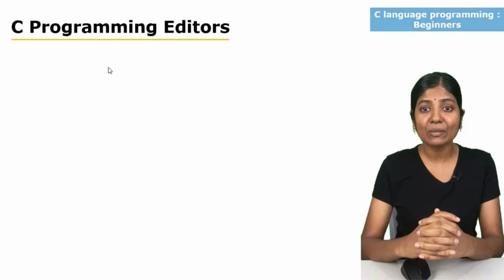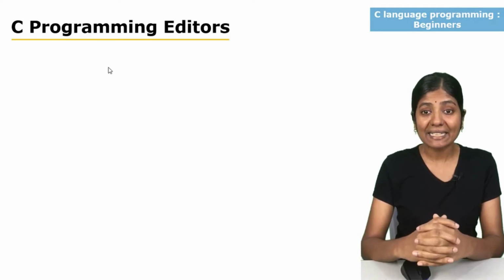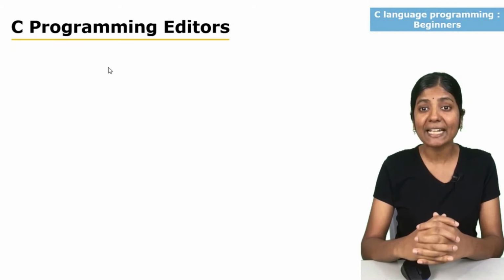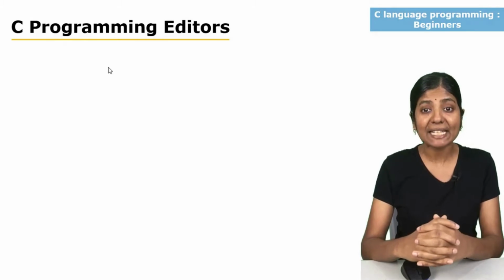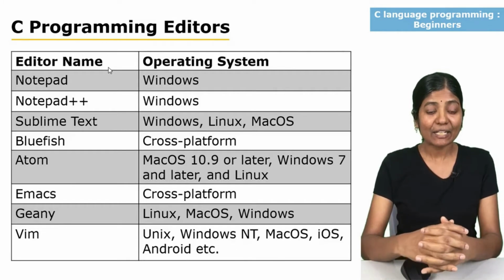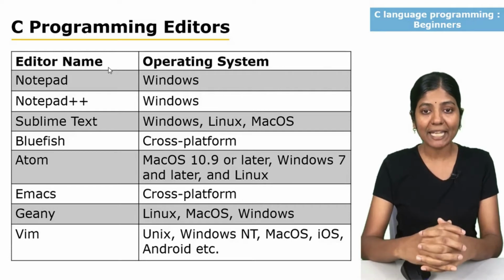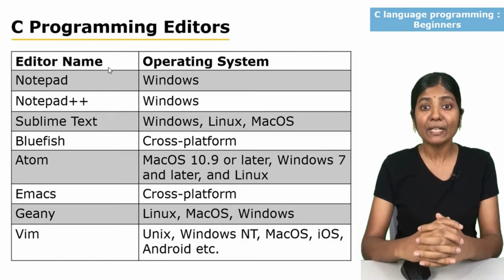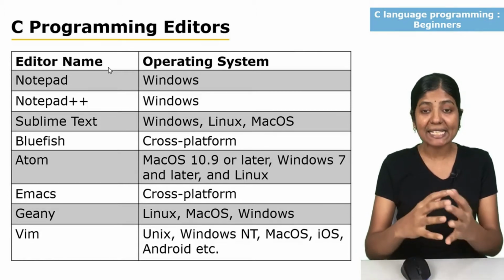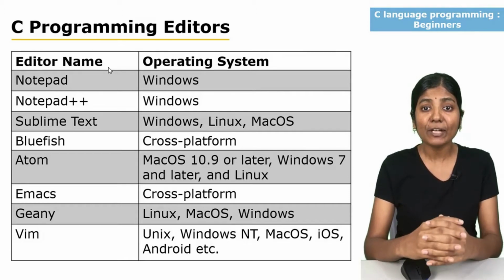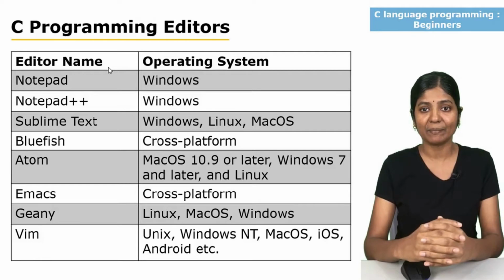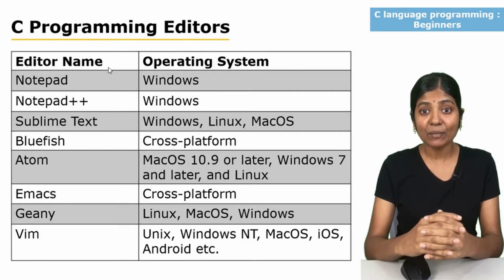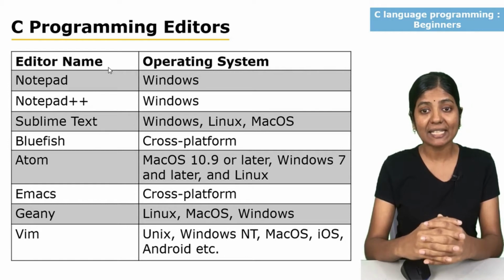A program is also called source code. Text editors are not only used for editing text but also for editing programs. Let's see a few text editors used for C programming, like Notepad, Notepad++, Sublime Text, Bluefish, Atom, Emacs, Genie and Vim Editor. We know that the availability of these text editors will differ from one operating system to another. Based on the operating system of your machine, it's okay. You can select whichever editor you would like to work with.